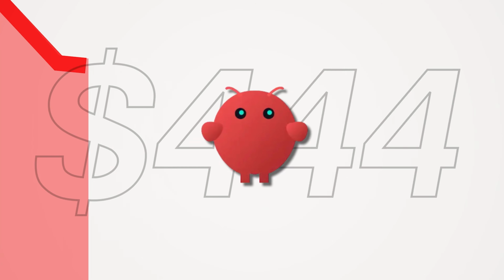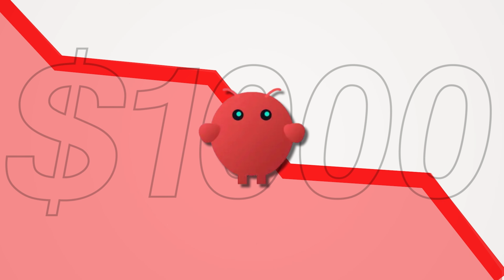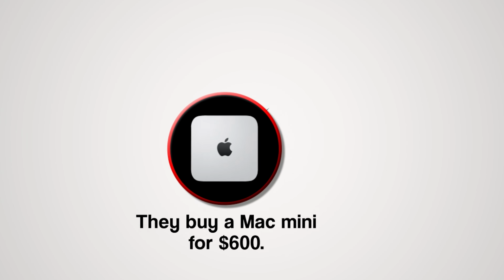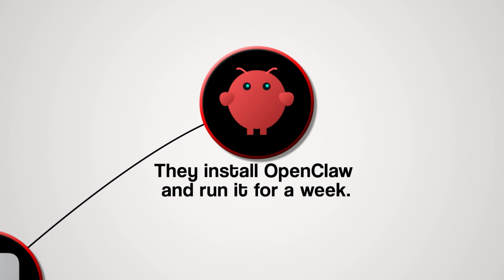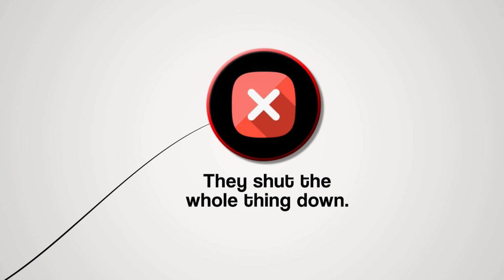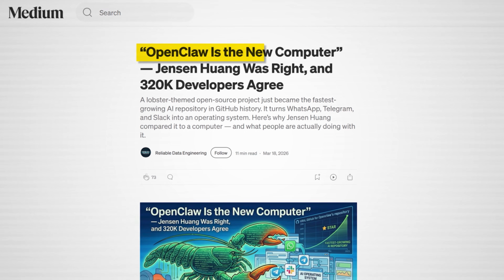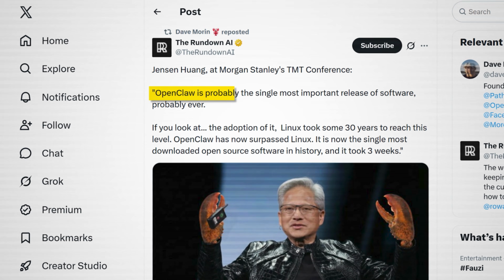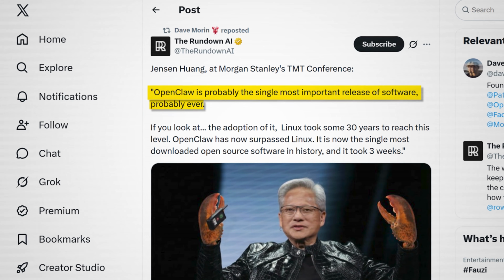People are spending hundreds, even thousands of dollars every week on OpenClaw because they're using it completely wrong. They buy a Mac Mini for $600, install OpenClaw, run it for a week, and then their tokens get drained and they shut the whole thing down. That's pretty insane to me because NVIDIA's CEO Jensen Huang just called OpenClaw the new computer and the most important release of software probably ever.